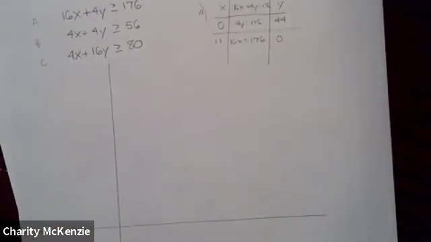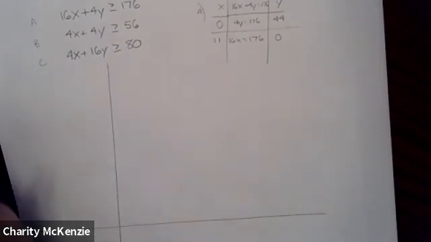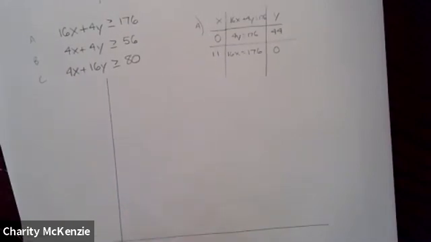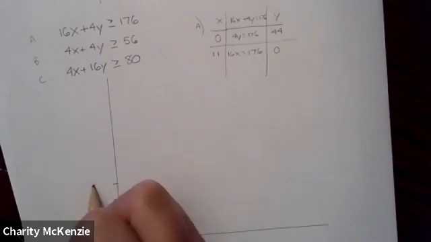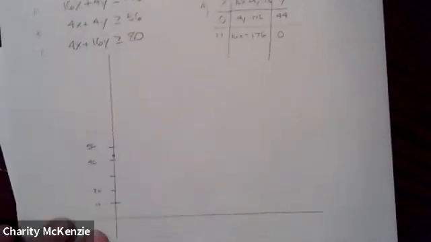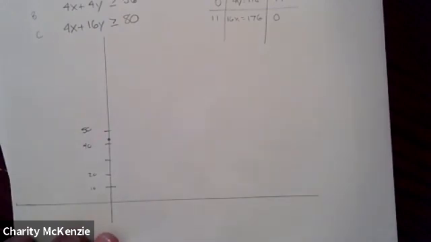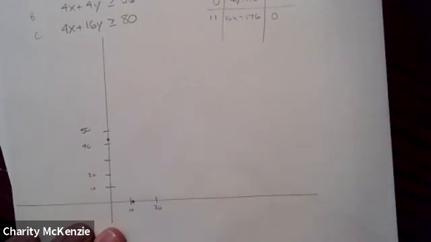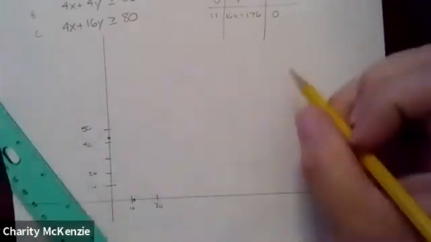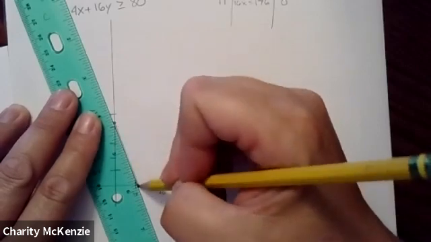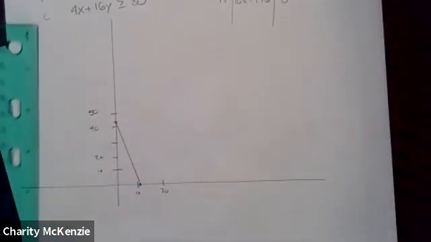So when I go to graph, I have 0, 44, maybe I'll count by tens here. So 10, 20, 30, 40, and here's 50. So we're at 44-ish. And then we have the point 11, 0. If this is 10, then this is 20. 11 is going to be just a little past there. And this is a solid line because it's greater than or equal to. And we want to stop at the zeros. We don't want it to go beyond. So there's our first line.